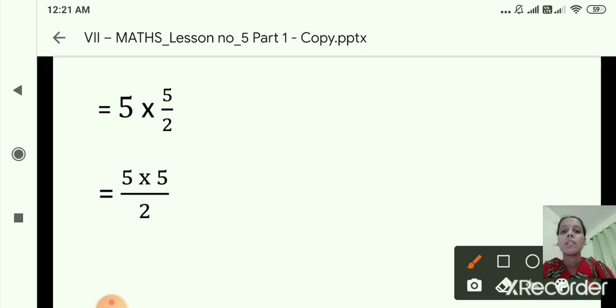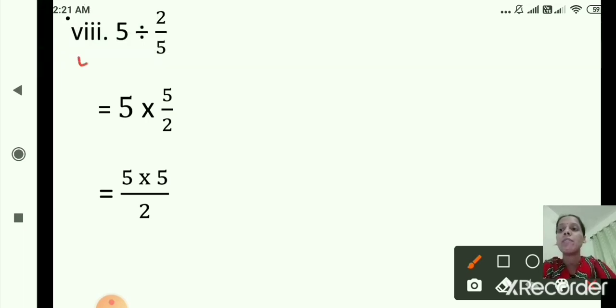The number is given, that is 5 divided by 2 upon 5. So what is the first step? In the first step, we will write down the first number, or the first rational number, or the first fraction as it is. What is the first number here? 5. That will write down as it is. In place of division, we'll write down multiplication sign and multiplicative inverse of the second number.